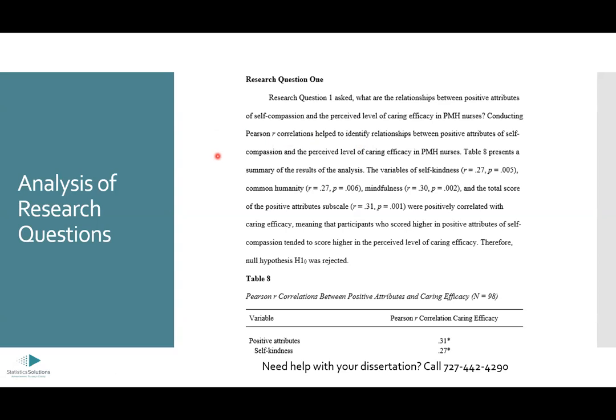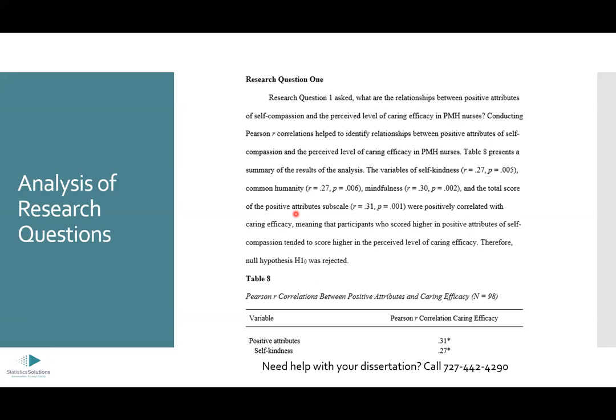And then they're presenting the relevant statistics. So for Pearson's correlation, we're presenting R. So they give you R is 0.27, and then they're giving the p-value 0.005. And they're giving this for each of the variables. So we've got self-kindness, common humanity, mindfulness, and positive attribute subscale, which is the kind of overarching thing here.